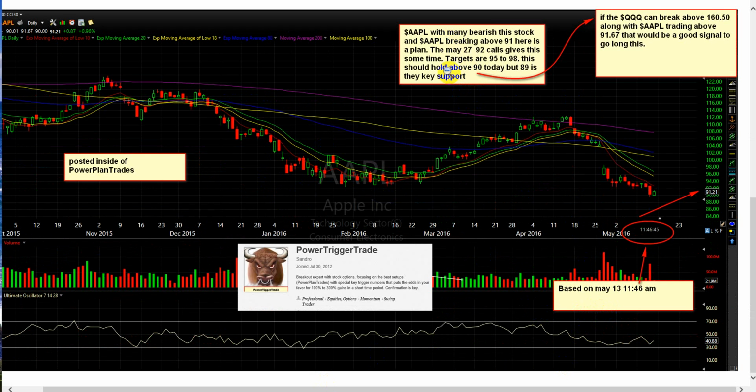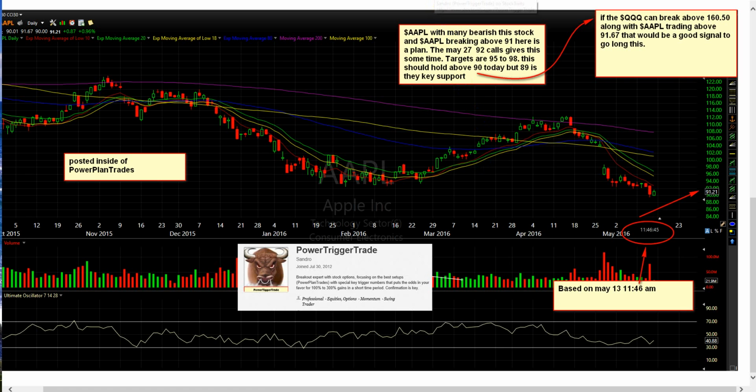I said, with many bearish the stock, and Apple breaking above 91, here is a plan, right? So I wrote this. Now, this never triggered that day, but it did trigger the following day. I think that was on a Monday or something. On the next opening day, it triggered, and this did well right up to May 27 because it was $7 in the money, right? I never held these that long, but the trade went that well, and that's the point of the power of the analysis.